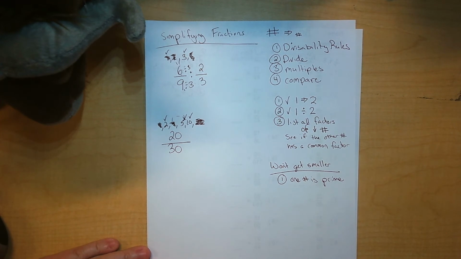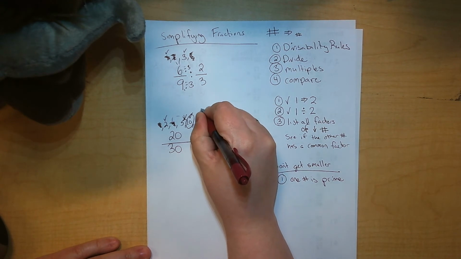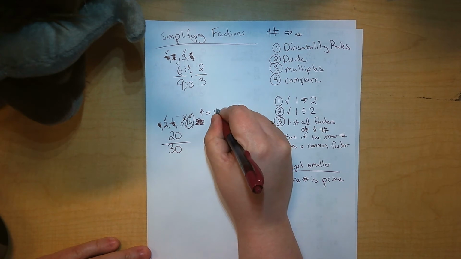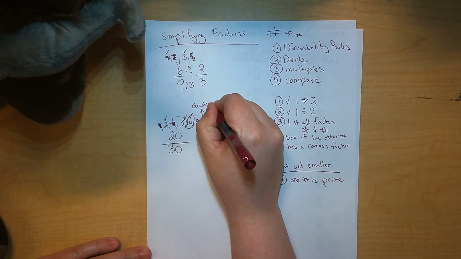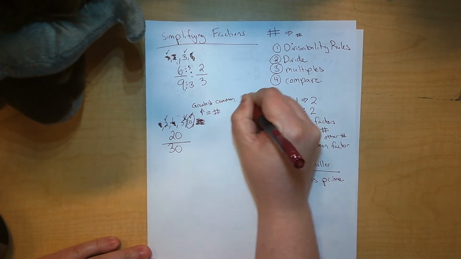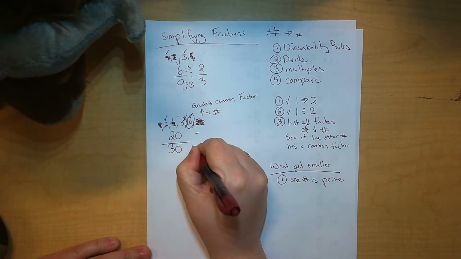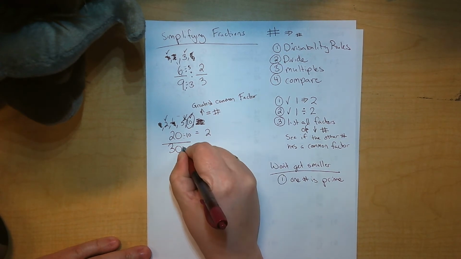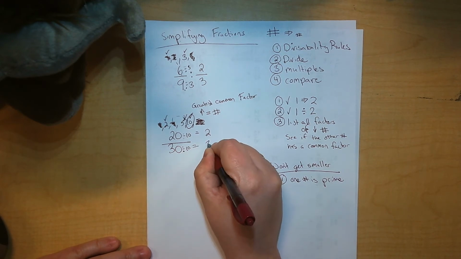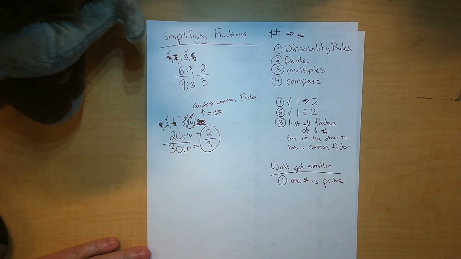Here's the other secret. You're going to divide by the biggest number they have in common. So the biggest same number, or if you remember from a couple of days ago, the greatest common factor. The greatest common factor here would be 10. So we divide 20 by 10 and we get 2. And then we divide our denominator by 10 and we get 3. Uh-oh. Same answer. 2/3.